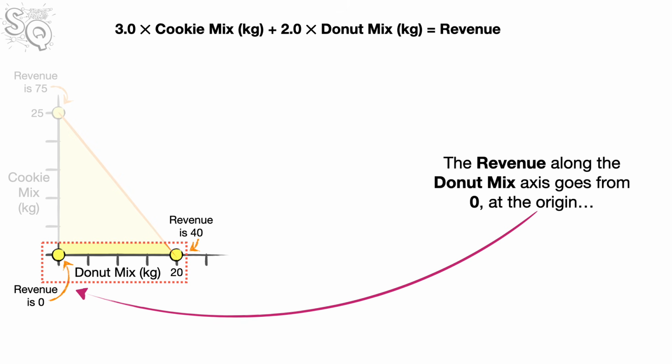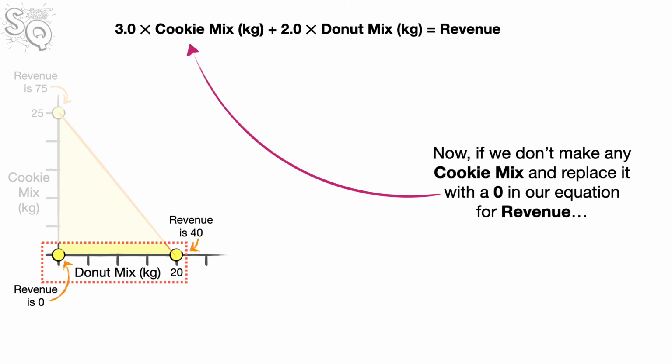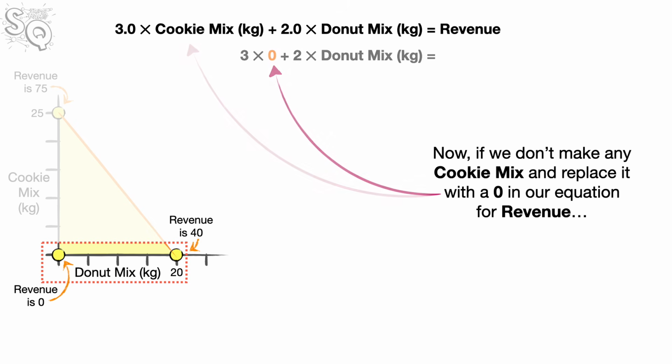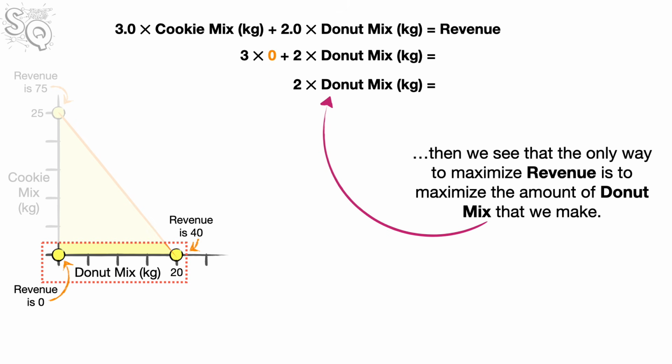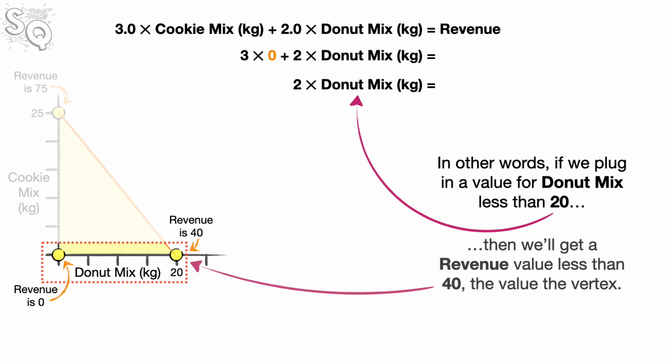The revenue along the donut mix axis goes from 0 at the origin to 40 at the vertex 20, 0. And if we don't make any cookie mix and replace it with 0 in our equation for revenue, then we see that the only way to maximize revenue is to maximize the amount of donut mix that we make. In other words, if we plug in a value for donut mix less than 20, then we'll get a revenue value less than 40, the value at the vertex.